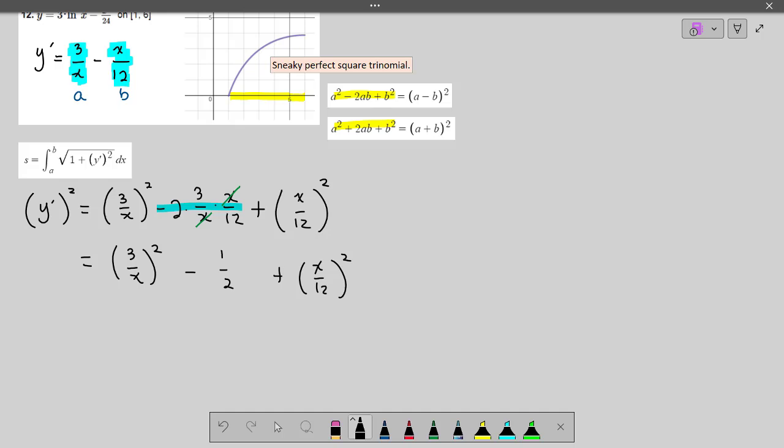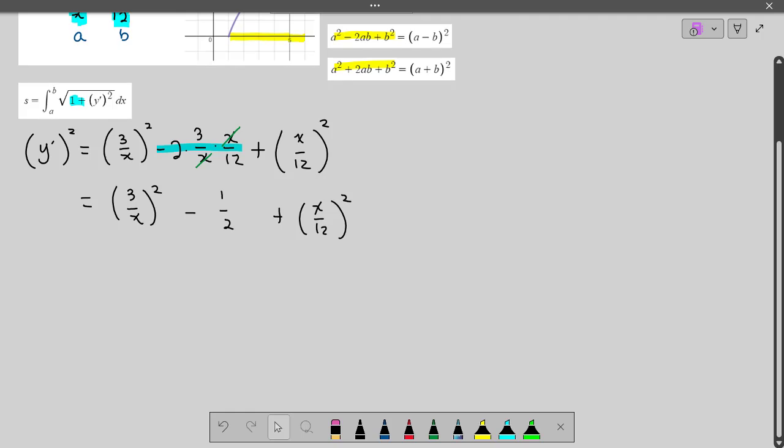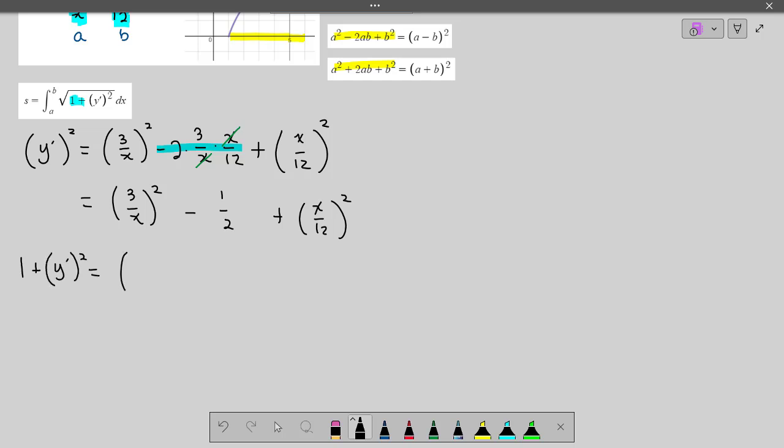Minus sign. Now our formula here says, okay, now add 1. So here we go. Here's the perfect square trinomial. Sneaky. So now we're going to add 1 to y prime squared. What changes when we add the 1?